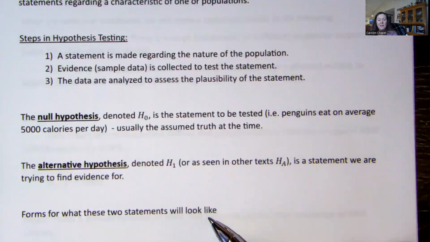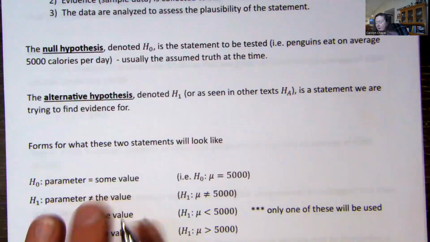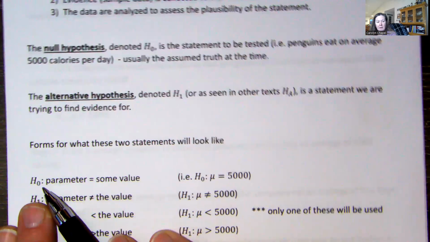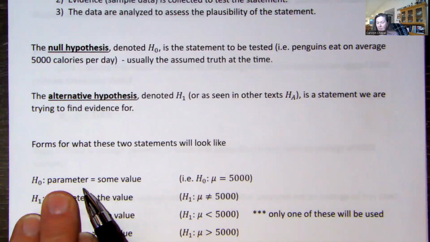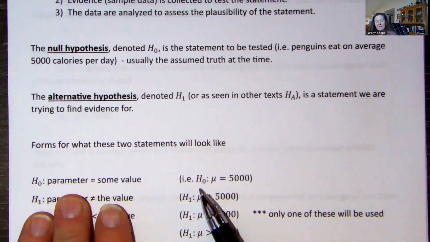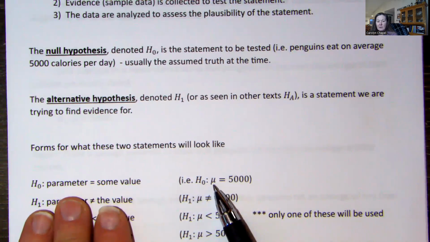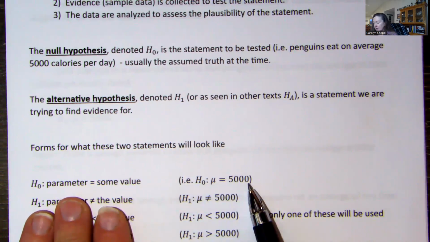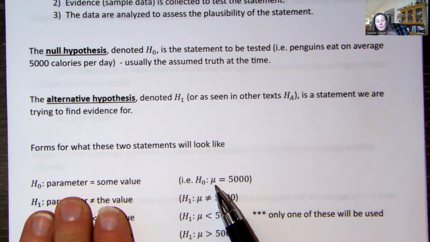So the way these things are going to look in this chapter anyway, our null hypothesis will be some parameter equal to some value. For example, we might have that the mean, mu, is equal to 5,000. Notice that we use the parameter, the symbol for that measurement of the entire population. We're not looking at x bar or our statistics, but we are talking about the entire population in these tests.